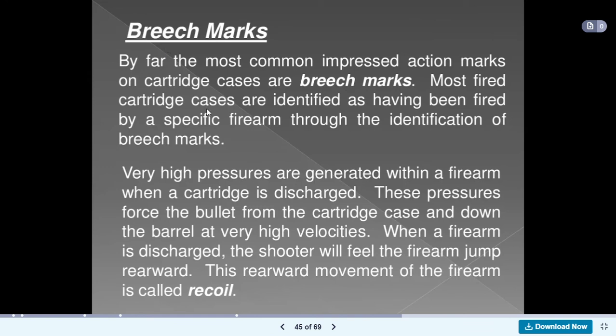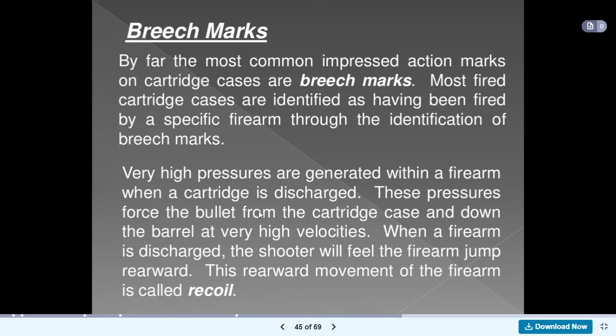Breech marks. By far the most common impress action marks on cartridge cases are breech marks. Most fired cartridge cases are identified as having been fired by a specific firearm through the identification of breech marks. So, dali ra ma-identify ang mga bullet na gi-fire sa specific firearm through identification of its breech mark.